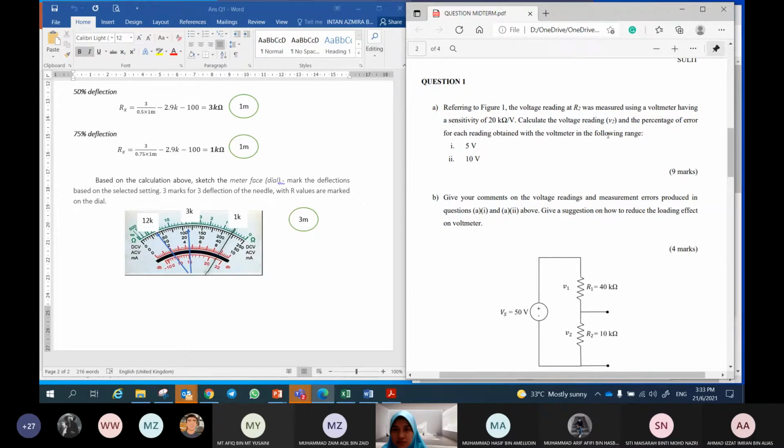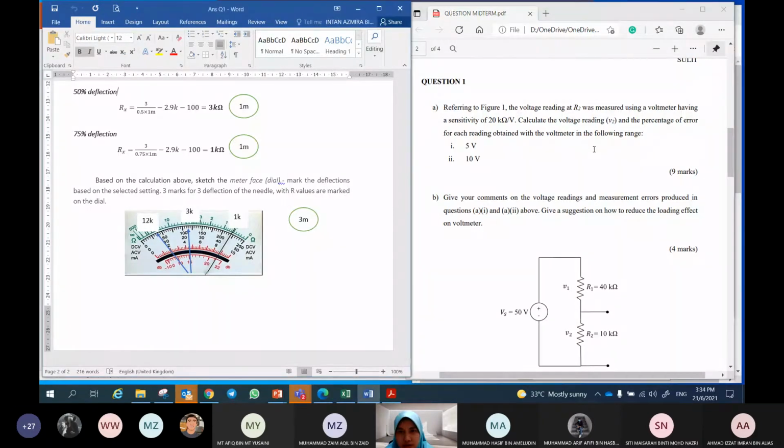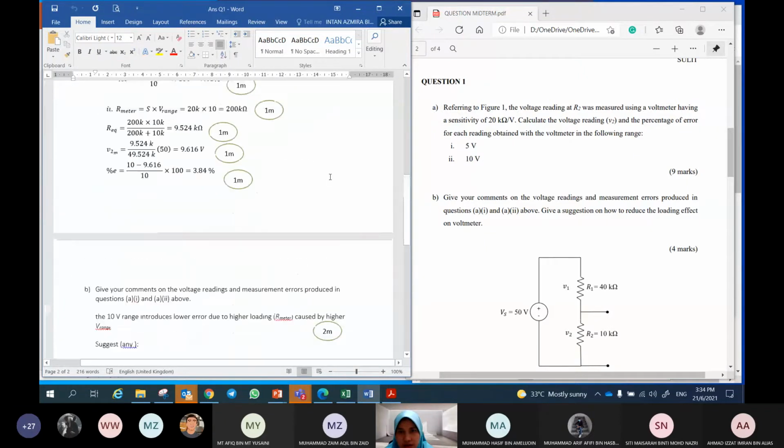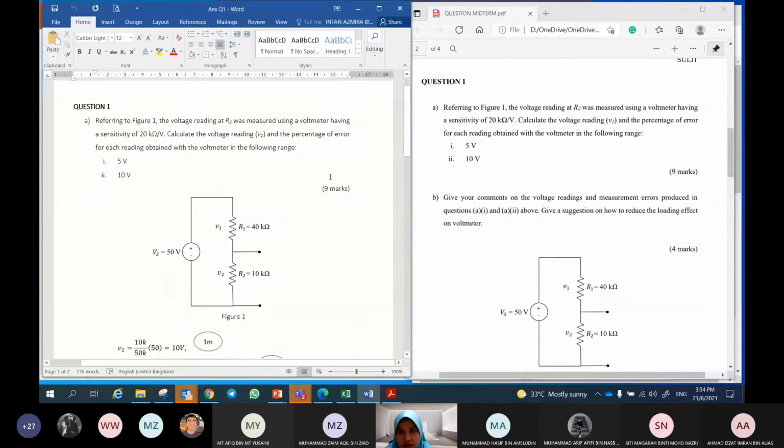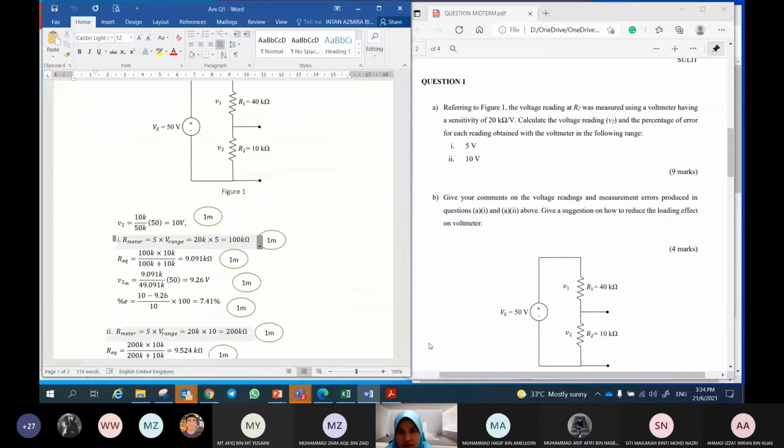So what is the key of the question? Find the VR2 and the percentage of error of the measurement. I have two ranges of voltmeter, 5 and 10 volts. So how to find the VR2? Very easy, by using the voltage divider principle only. VR2 is equal to 10K divided by 40 plus 10K, multiplied by the voltage source 50, we get 10 volt. Very straightforward.